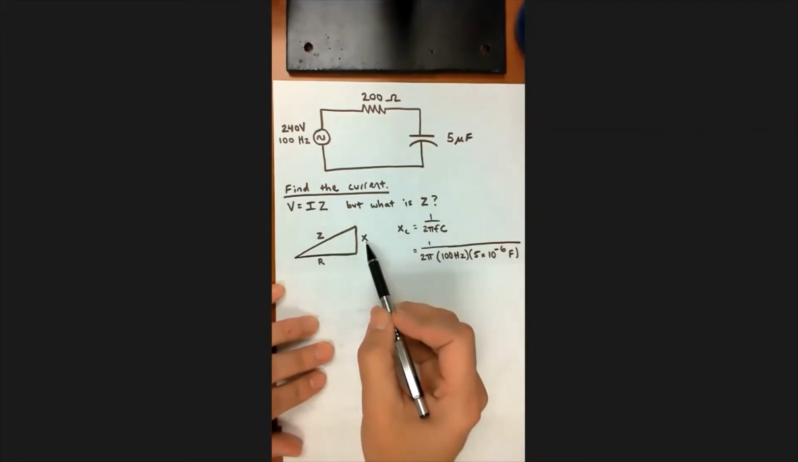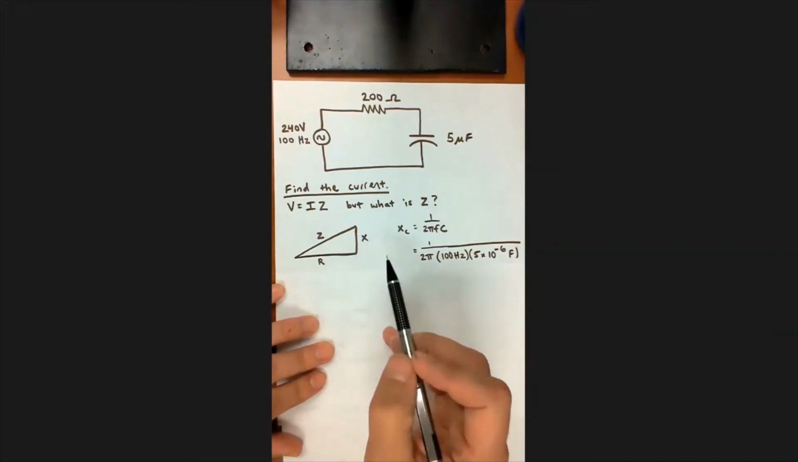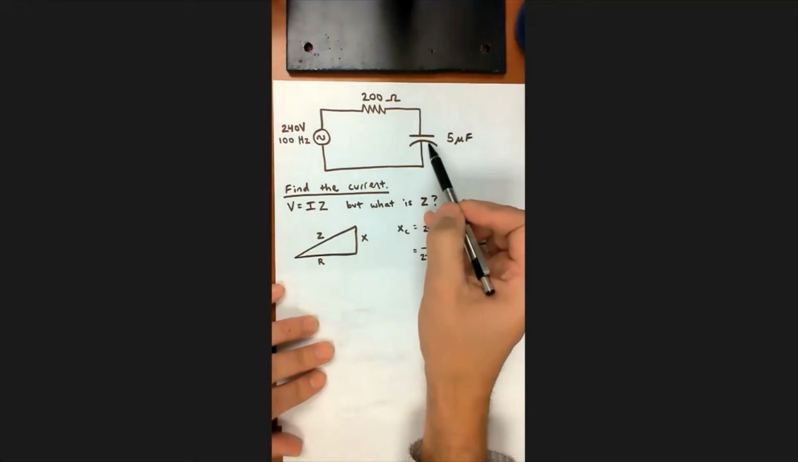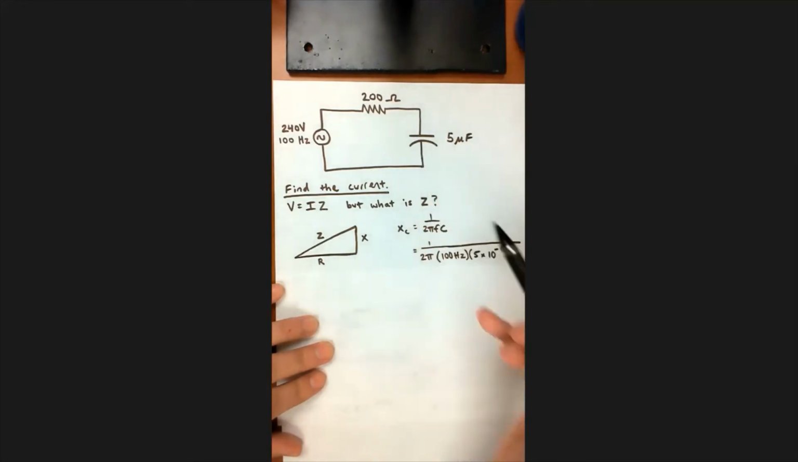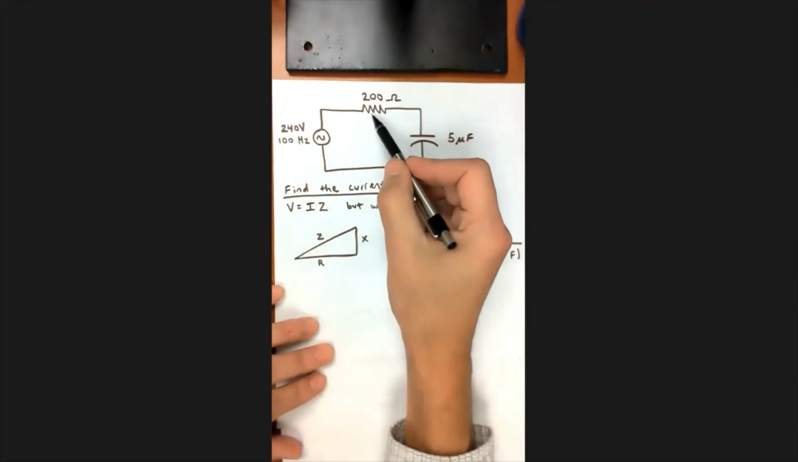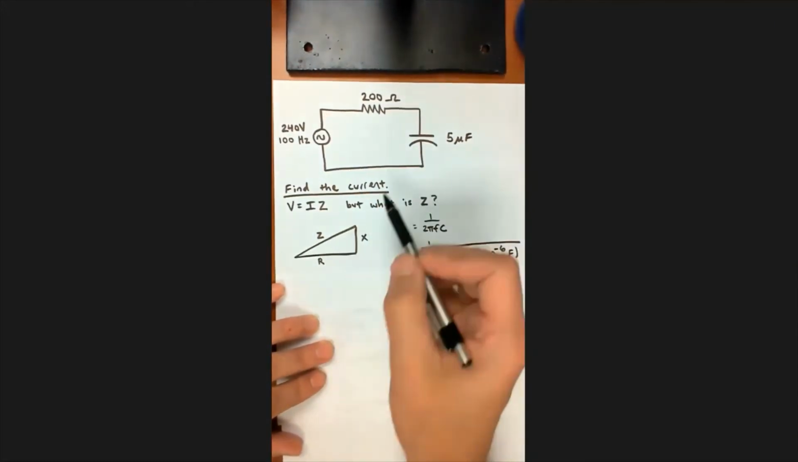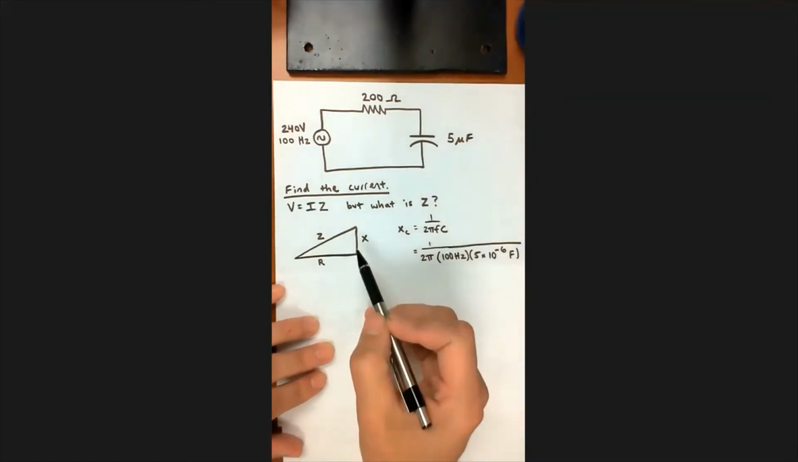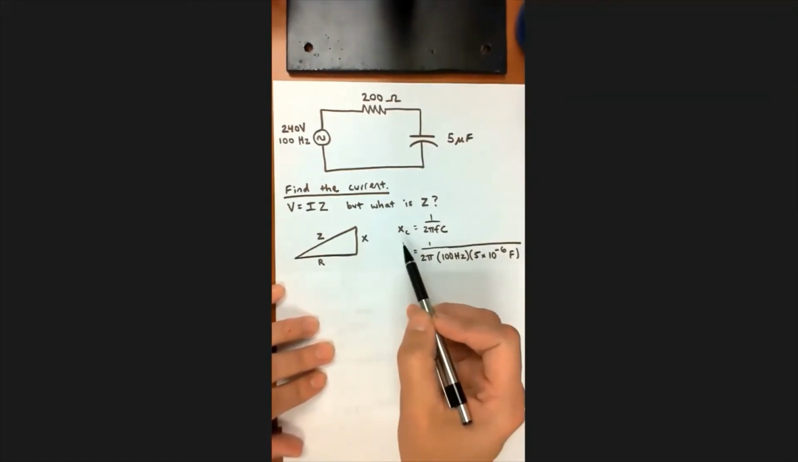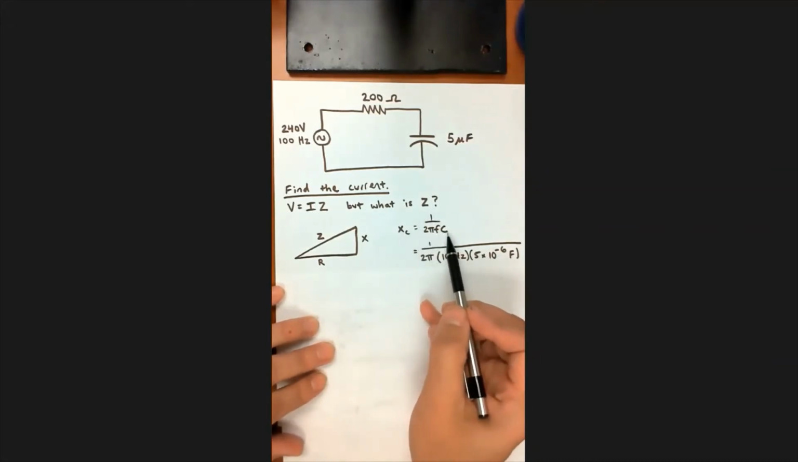Fortunately, there's a pretty simple equation to find the reactance. All we're talking about here is the capacitive reactance, because the capacitor is the only component here that has a reactance. Resistors do not have reactance. So this has a resistance R, and this has an associated reactance X. Our equation for capacitive reactance is 1 over 2 pi f C.